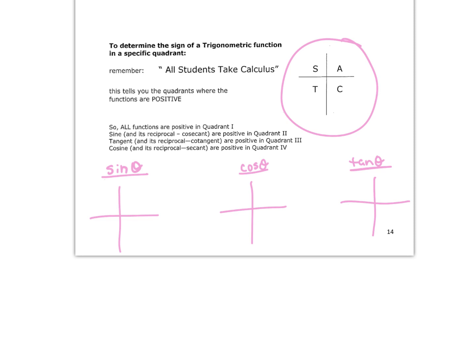Okay. Sine values are positive. Sine values correspond to our y's. So where are the y values positive on a coordinate plane? In which two quadrants? A and S are 1 and 2, exactly. So visually that means sine values are positive up there, right?